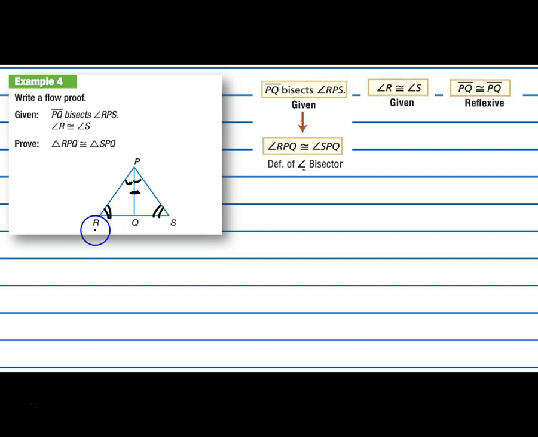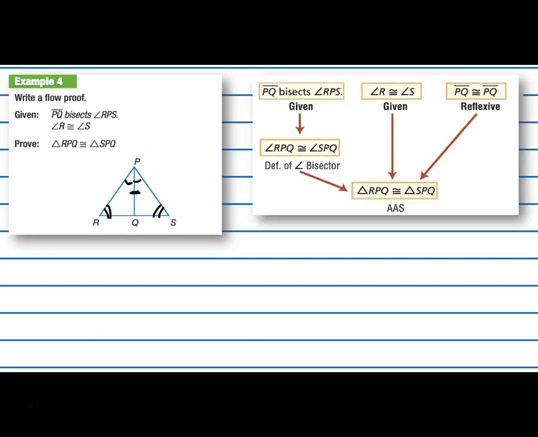So if we're looking here, we can see that we have angle, angle, side. Angle, angle, side. Well, that does prove congruency, so we are good. Just like we said, we have proven that these two triangles are congruent by angle, angle, side. So I now know that triangle RPQ is congruent with triangle SPQ. And there we go.